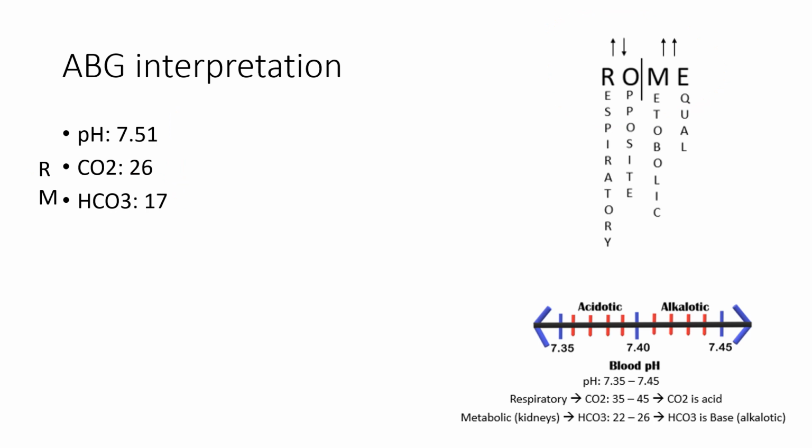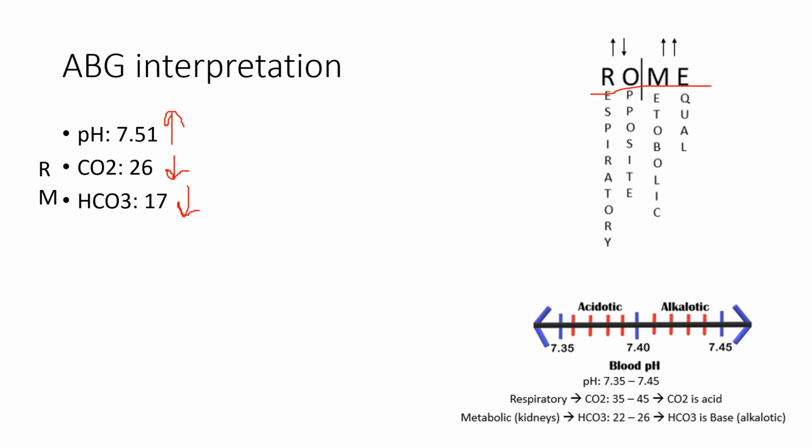So this ABG, we have a pH of 7.51. Is this high or low? That's right, it's high. We have a CO2 of 26. Is this high or low? Low. HCO3 of 17, high or low? That's low. So again, respiratory opposite, metabolic equal.